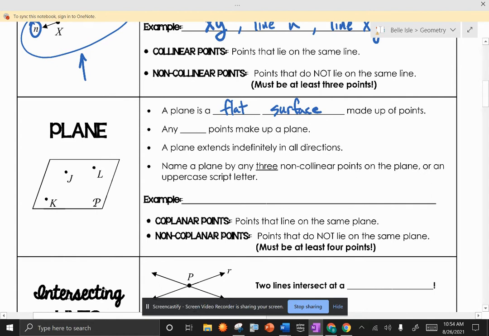how many points make up a plane? Any 3. No, there's just a P. There's no dot. There's no points correlating to the P. It's just a P. Okay, a plane extends indefinitely in all directions. Name a plane by any 3 non-collinear points on the plane or an uppercase script letter. So for example, you could have plane P or plane KJL.